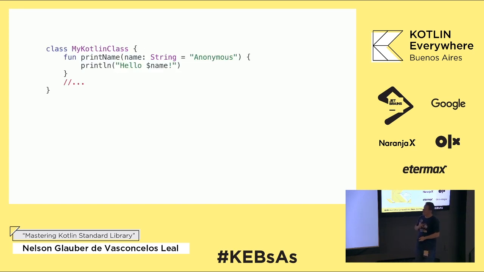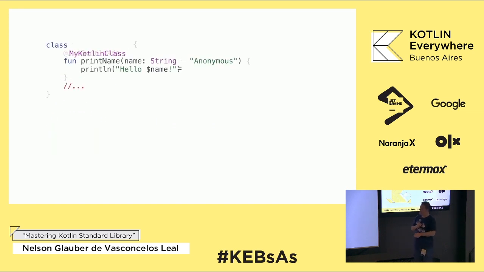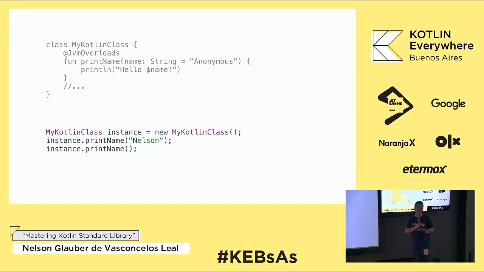The second case here is, imagine that you have this class, my Kotlin class with print name, but notice that this function has optional parameters. If you try to access this function from your Java code, this call will work, but this one will get an error because the compiler just creates the function with the string, but the string is optional here. What can I do to fix that? You can add the JVM overloads. In this case, the compiler will create one function with parameters and another without parameters. So now you can call your function normally.